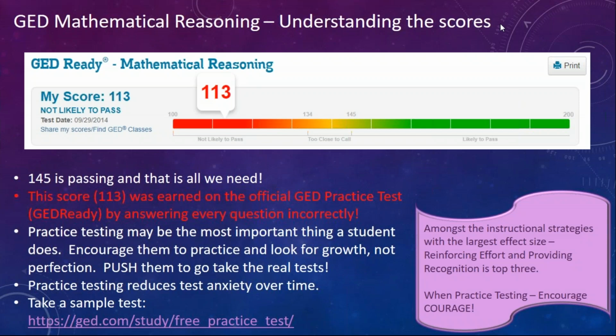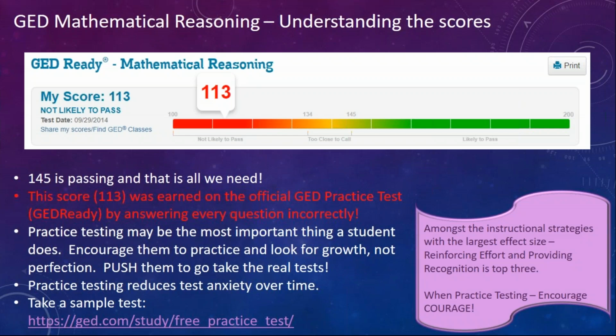So if you look at my little tip here in purple on the bottom right hand part of your screen, I wanted to look at some research-based practices, and amongst instructional strategies with the largest effect size, so this is research-based, reinforcing effort and providing recognition is top 3 in terms of the impact it'll have on your students or the people that you're working with. And we have decided on our team of GED teachers that practice testing is probably the most important thing that we do. And within that practice testing, we are constantly encouraging them as much as we possibly can.